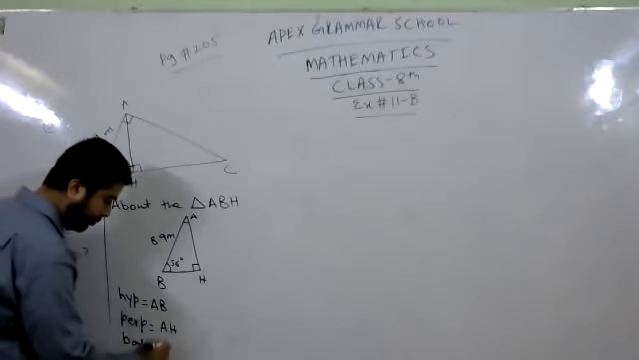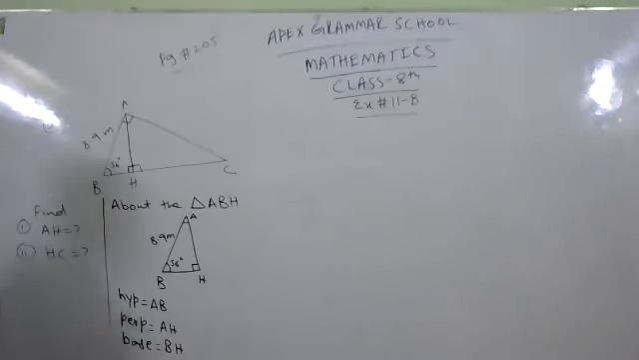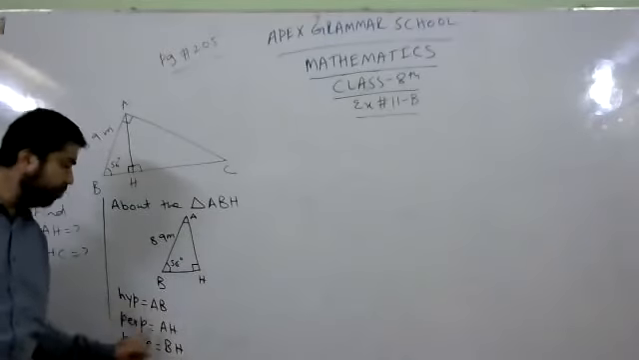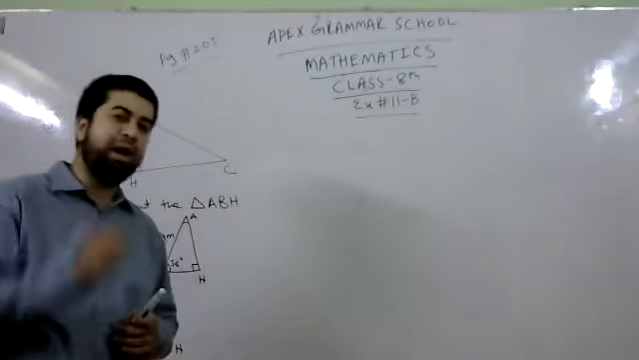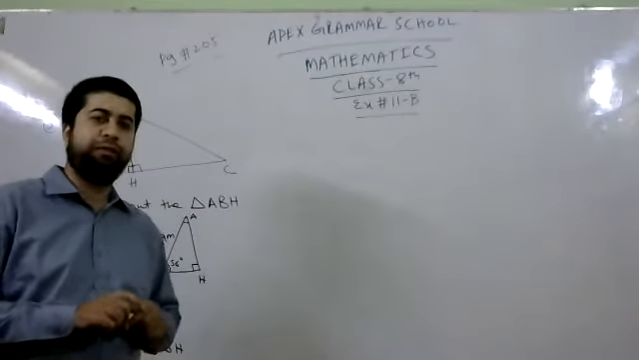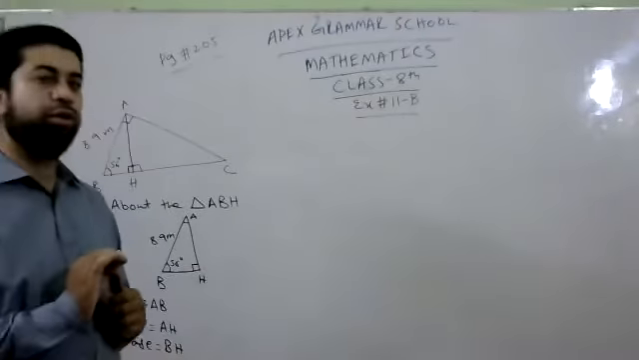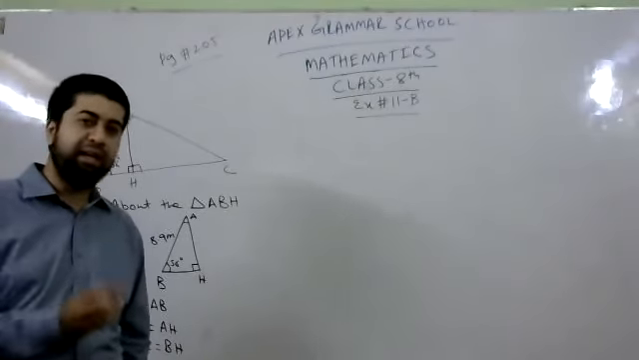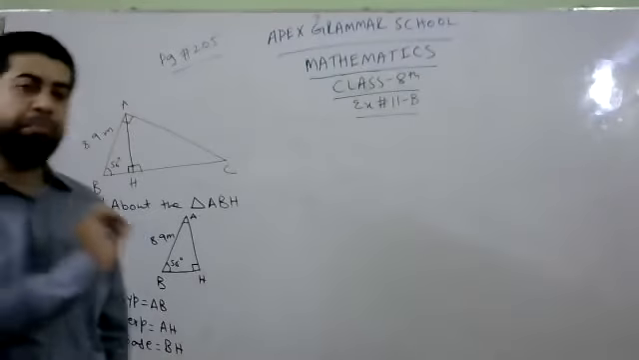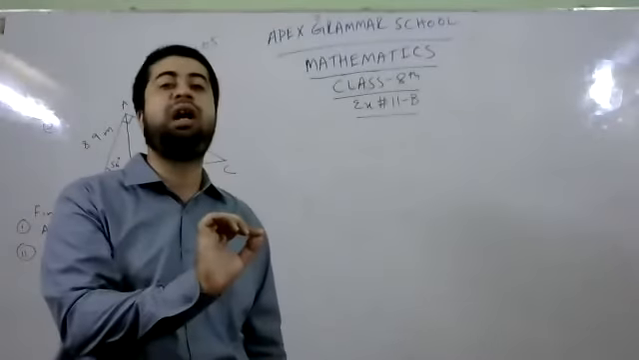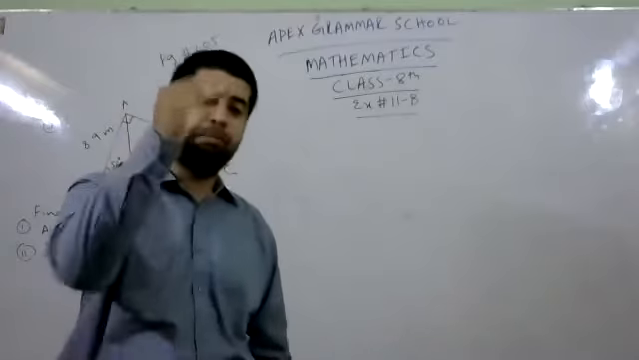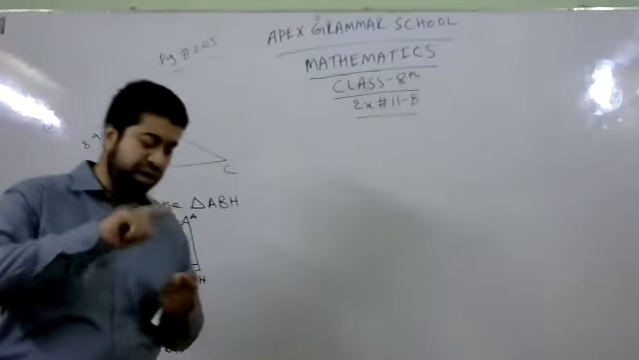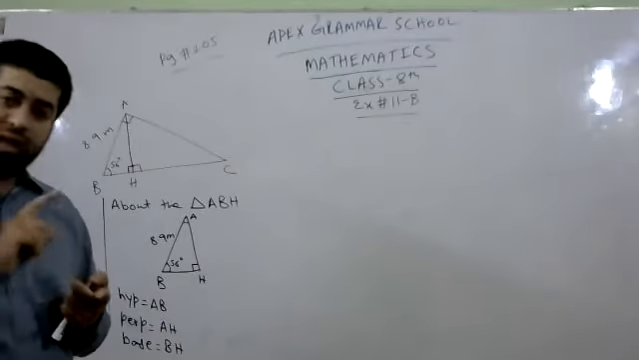So the base is DH. Now think about how we can find the value of AH, the perpendicular. Recalling your mind, which trigonometric ratio gives the perpendicular? Sine and tan, because sine is perpendicular over hypotenuse and tan is perpendicular over base.